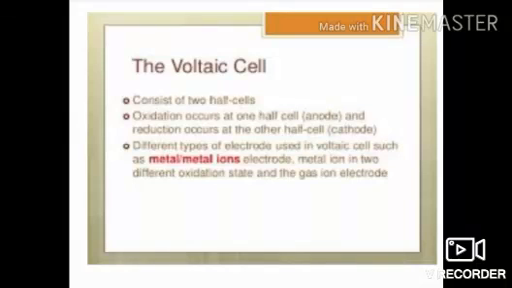Let us understand the conversion of chemical energy into electrical energy. Alessandro Volta, the scientist, gave us the first practical source of such conversion in the year 1790. His arrangement is known as the voltaic cell. A voltaic cell consists of two half cells. Oxidation occurs at one half cell, the anode, and reduction occurs at the other half cell, the cathode. Different types of electrodes are used in the voltaic cell, such as metal or metal ion electrodes, metal ions in two different oxidation states, and gas ion electrodes. The voltaic cell can therefore act as a source of electric current or electric energy.